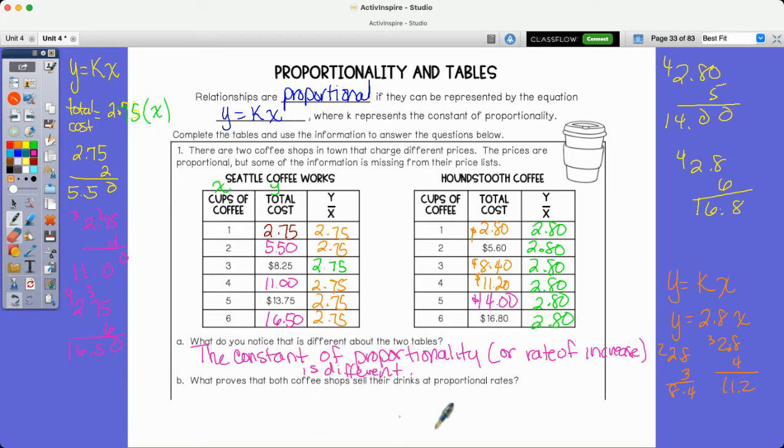Okay, what proves that both these coffee shops sell their drinks at a proportional rate? Well, the ratio y divided by x, or the constant of proportionality, is the same. And that is known as a constant rate.